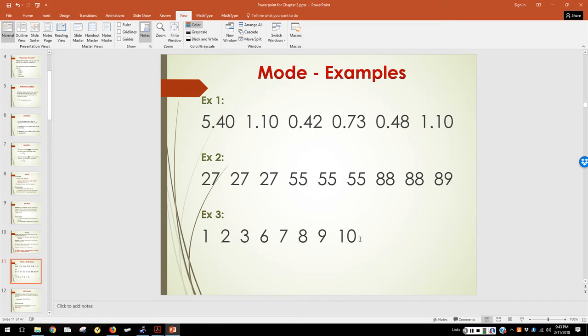Example 3 has no mode because the numbers 1, 2, 3, 6, 7, 8, 9, 10 each only show up 1 time. So therefore there is no mode.